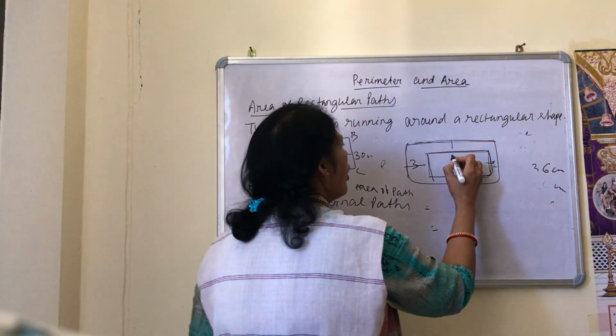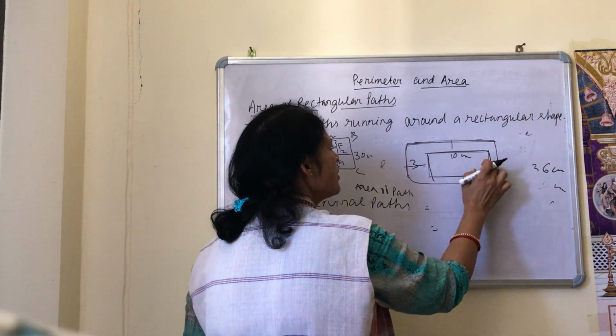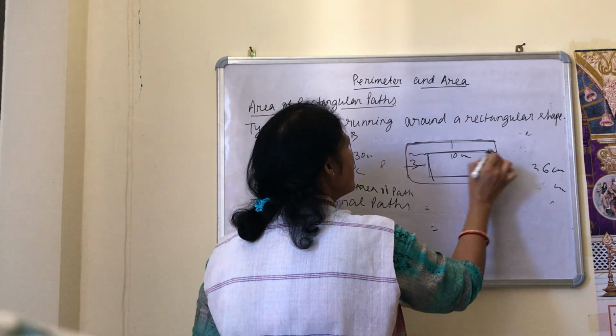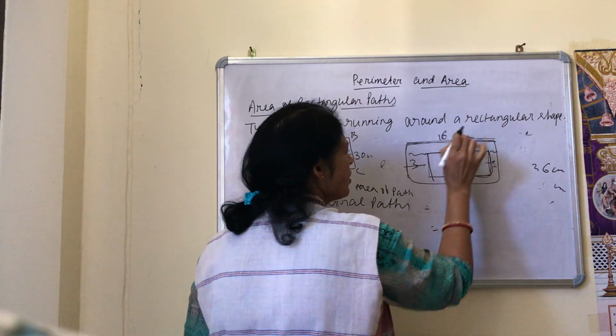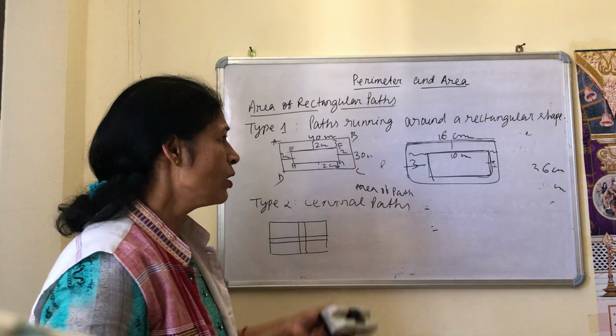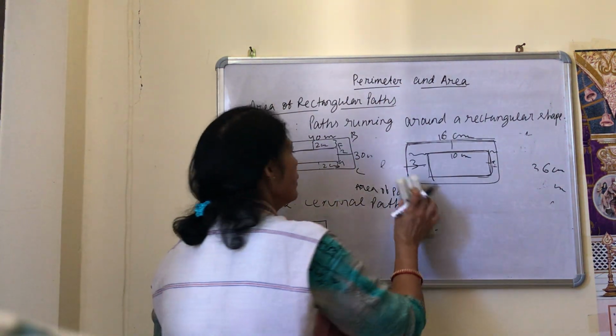Suppose this is 10 centimeter. Then what is the length of this? 10, plus 3 plus 3, that means this is 3, this is 3, the total is 16 centimeter. Clear? Like that, you have to find out the path. Okay.